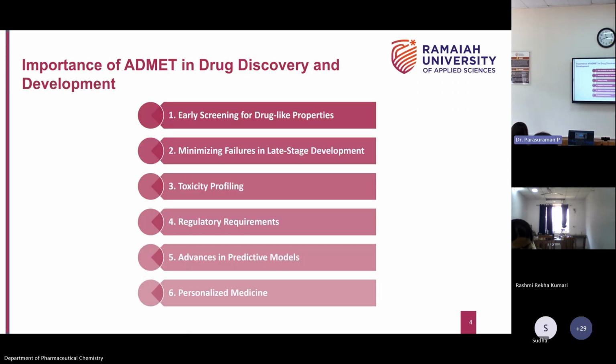So why do we need ADMET screening? Any idea?